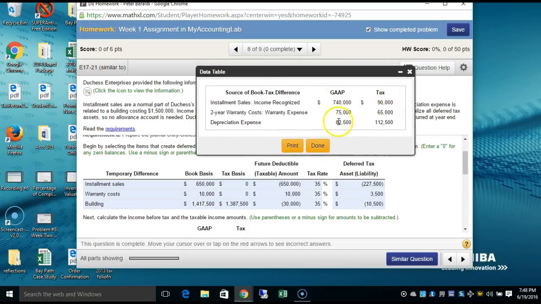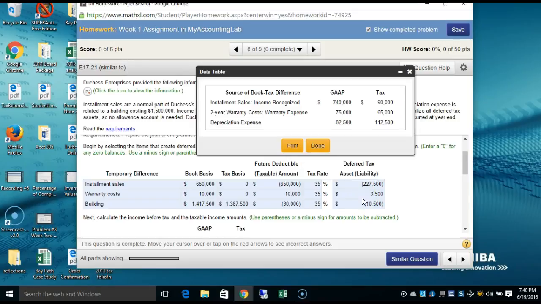So the 740 minus the 90 equals the 650. 650 times the 35% gives us a deferred tax liability of $227,500. Moving on to warranty costs, GAAP was $75,000, the tax was $65,000. So we had a $10,000 difference. But because this is a deferred tax asset, it's going to be positive. The $10,000 times the 35% tax rate gives us a $3,500 deferred tax asset.